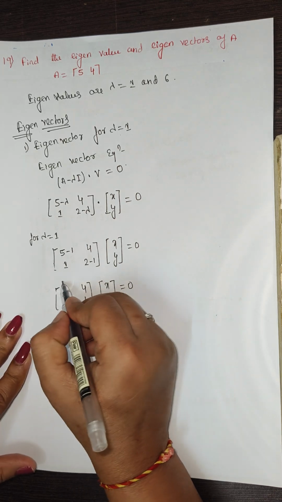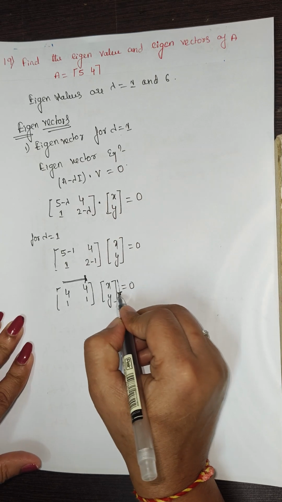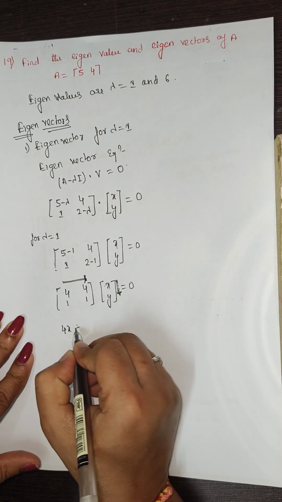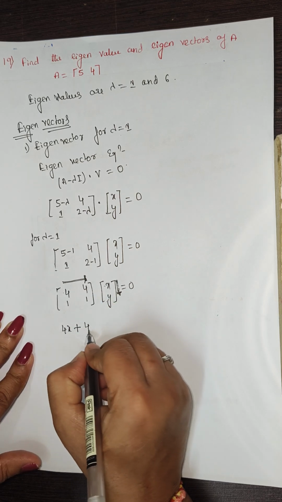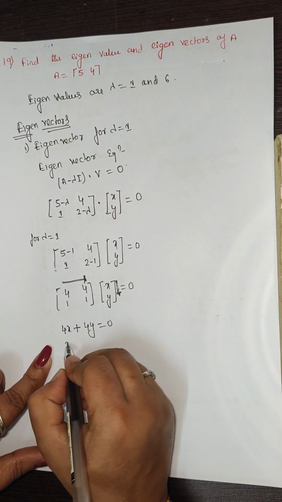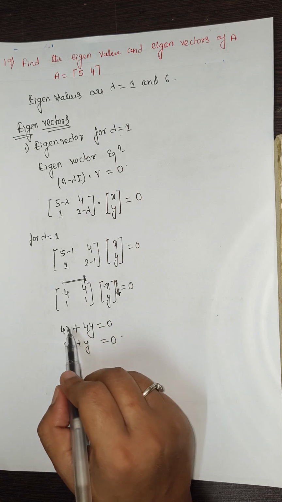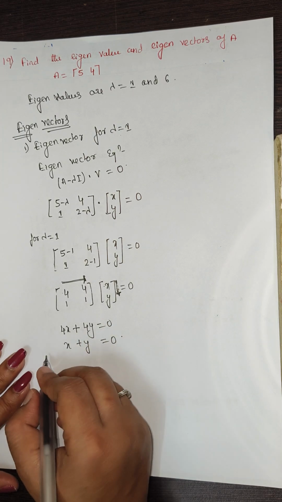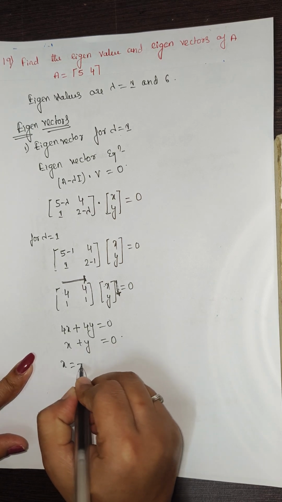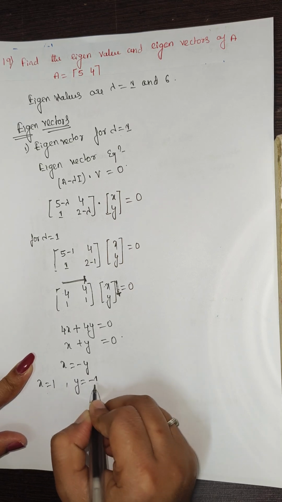We need to do the matrix multiplication. The first matrix we take row-wise, and the second matrix column-wise. 4 into x is 4x plus 4 into y is 4y equals 0, and the second one comes like x plus y, which also equals 0. Now see here, x equals minus y. So if you take x equals 1, then y will be minus 1.